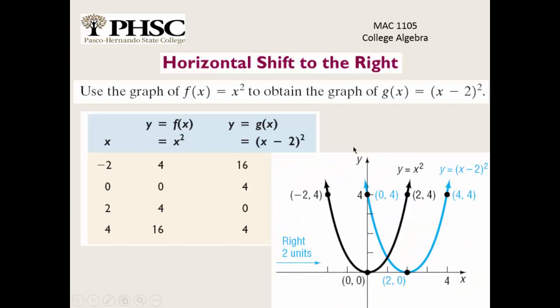And here is the graph. So again, if we subtract within the function k units, then it's going to be shifted to the right by whatever the k is. In this case, it's 2. So black is the base function, and blue is the horizontal shift.